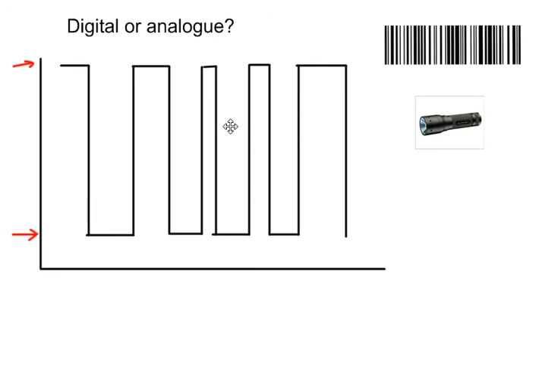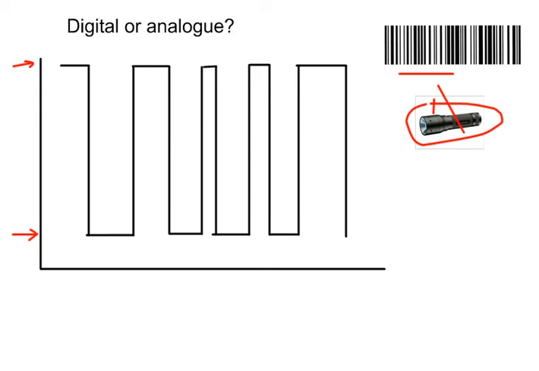Other examples of a digital signal are a barcode or sending a signal by torch. Okay, so that torch can only be on or off, that's it. This signal, on up here, off down there.